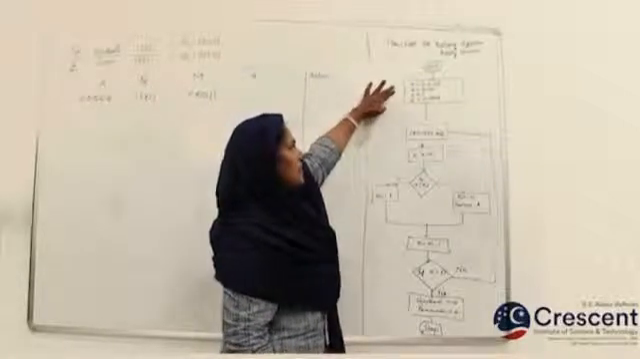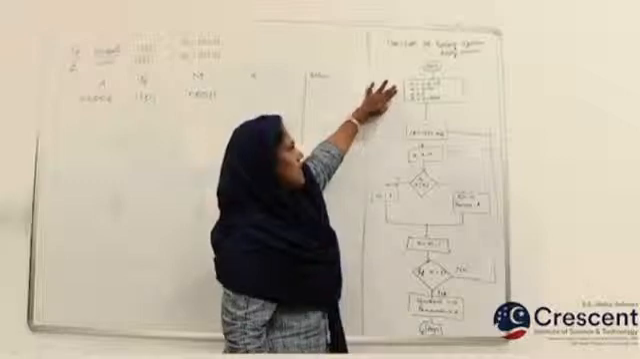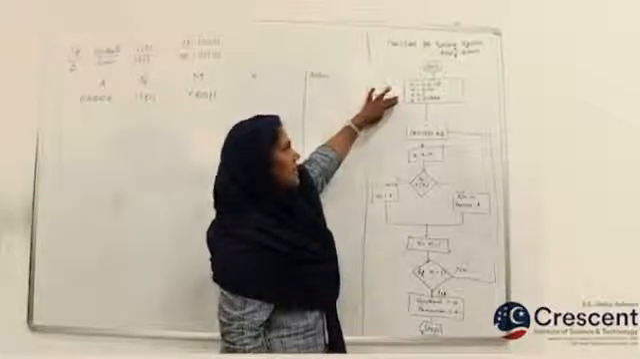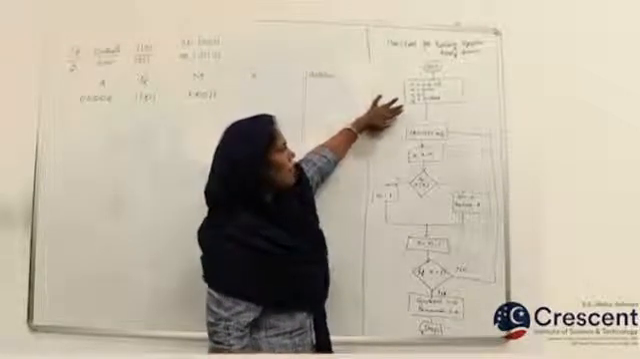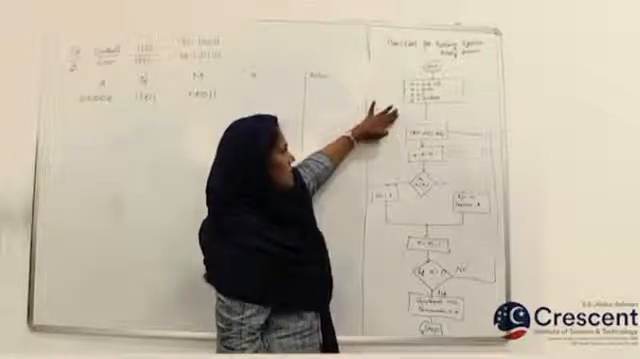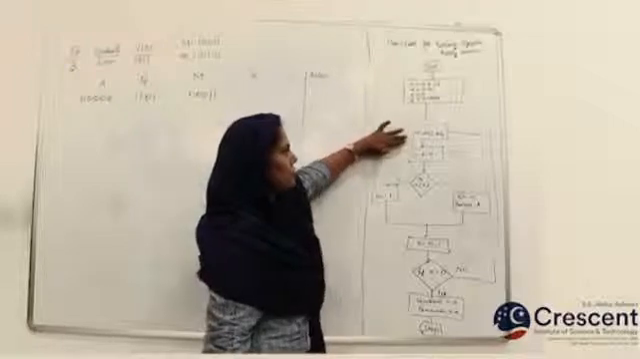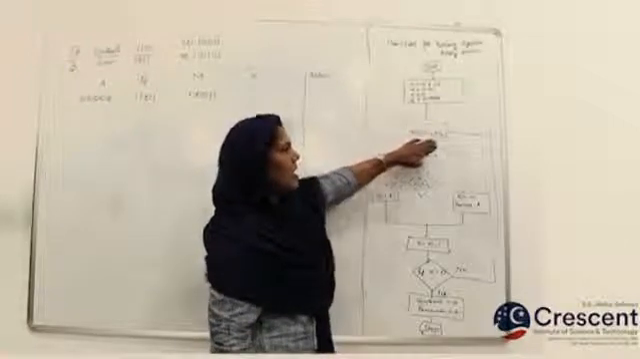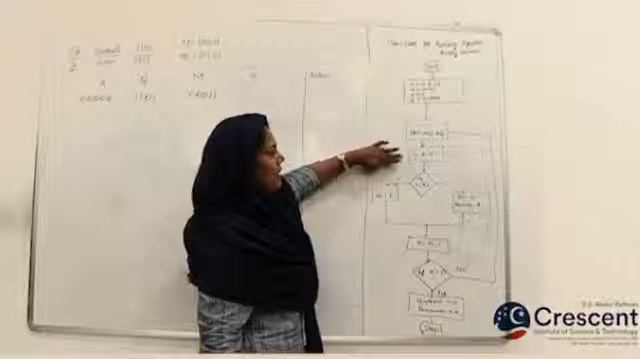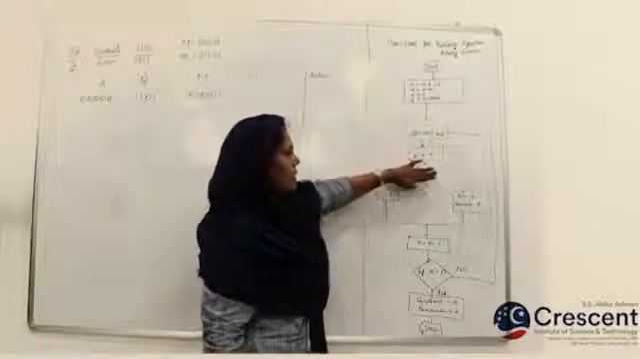We start, n is initialized with the number of bits, m with the divisor, and A is initialized to 0. Q is where the dividend is stored. And the first step is you perform a shift left on A and Q together, and then perform A equal to A minus M.